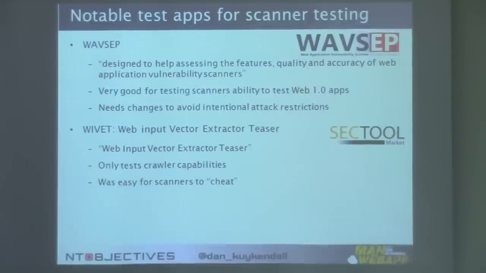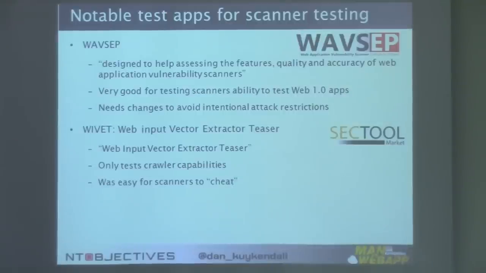And then there's Wibbit, which doesn't really have vulnerabilities. It just tests a crawler's ability to get to places. It tests things like, does it handle JavaScript doing this? Does it have JavaScript doing that? All these different crawler problems. It tests if you can get through it and get to the destination.